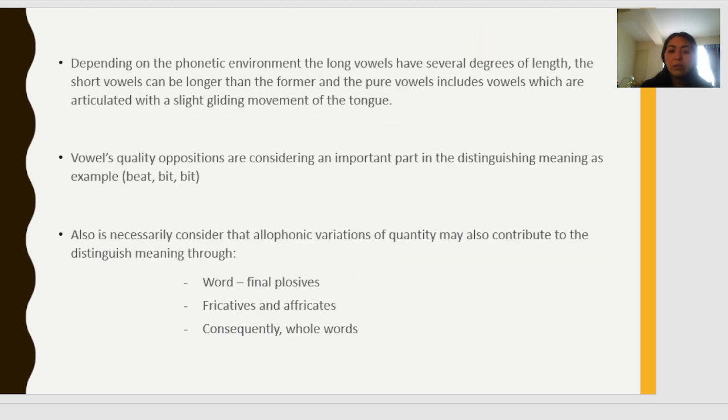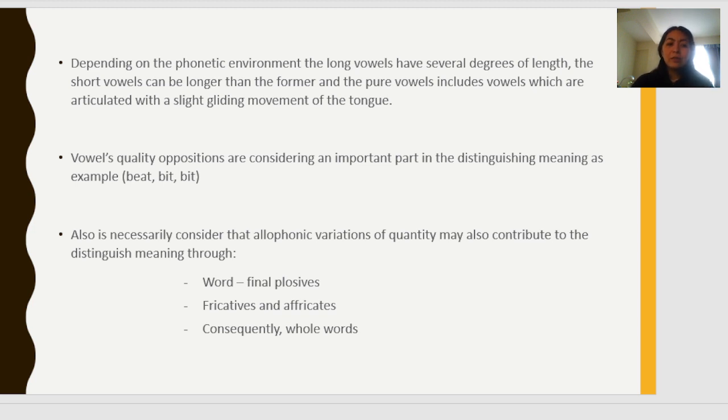Depending on the phonetic environment, the long vowels have several degrees of length. The short vowels can be longer than the former, and the pure vowels include vowels which are articulated with a slight gliding movement of the tongue. Vowel quality or position is considered an important part of the distinction of meaning. As examples, beat, bit, and bet.